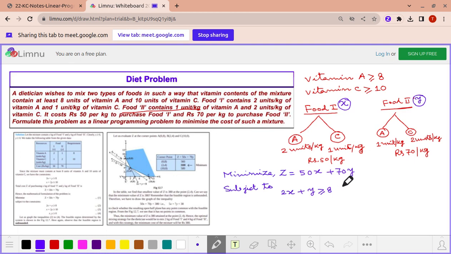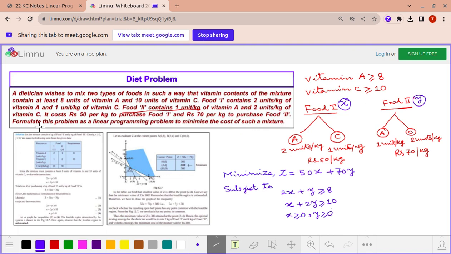Now, the second one, let us come to vitamin C. In a similar manner, it will be x plus 2y greater than or equal to 10. And there are obviously non-negativity constraints, that is x greater than or equal to 0 and y greater than or equal to 0, because you cannot purchase a negative kilogram of food, it is impossible, right? That is why it should be greater than or equal to 0. So that is the formulation of this problem as a linear programming problem.